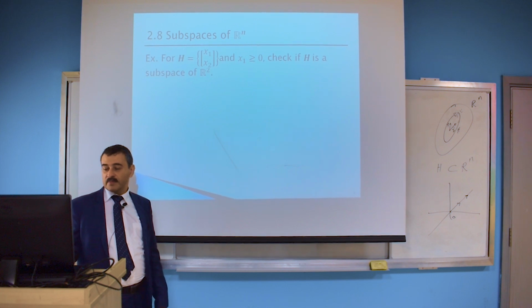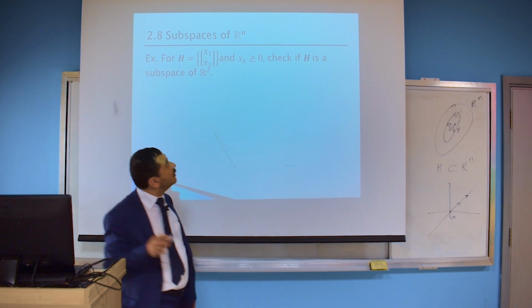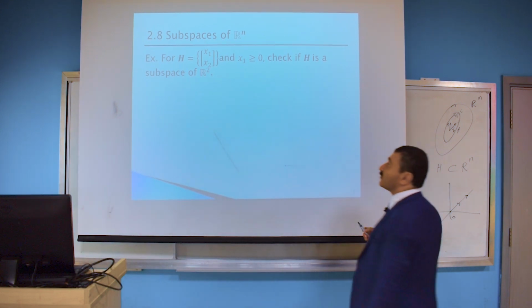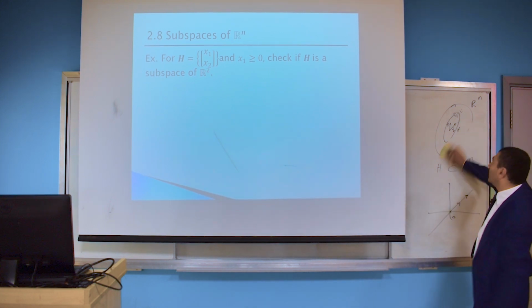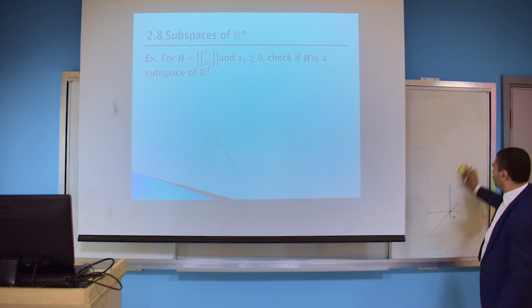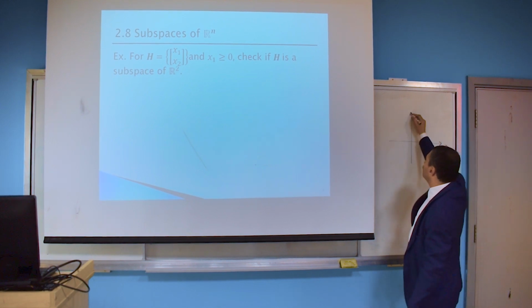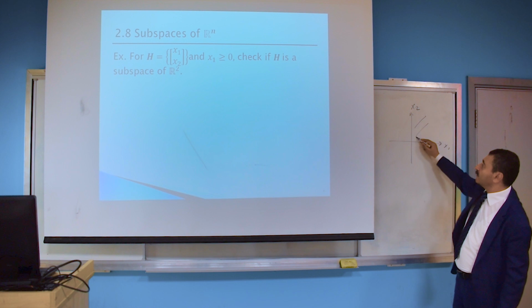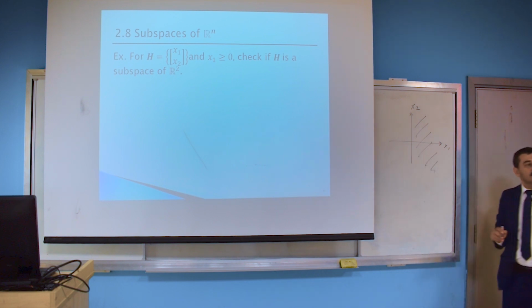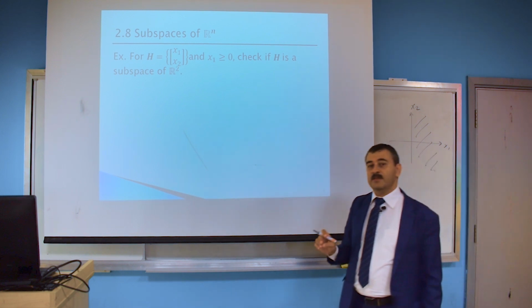Okay. So what about this one? Could it be a subspace? You take all the vectors in this form, x1 and x2, such that x1 is greater than or equal to 0. So this is x1 and x2. Actually, what is this part in R2? The right half plane, right? Does this satisfy the conditions of a subspace?